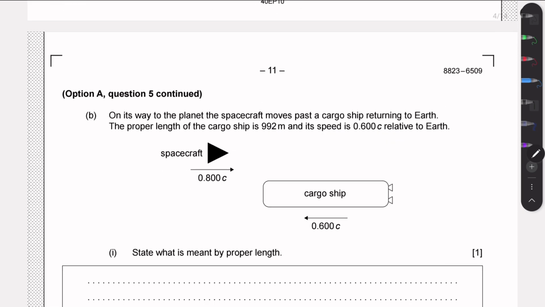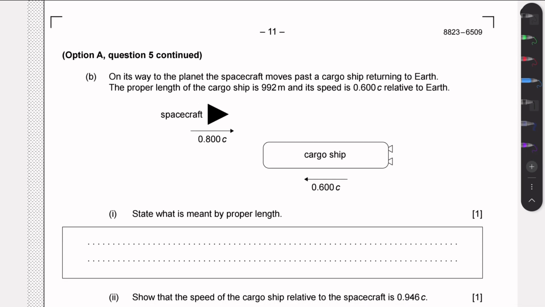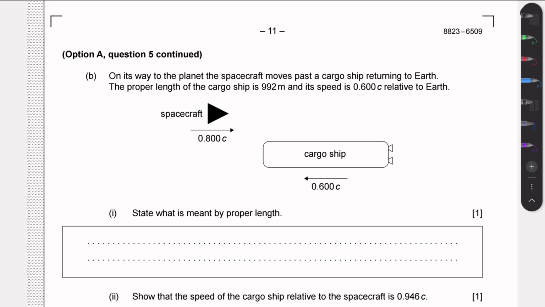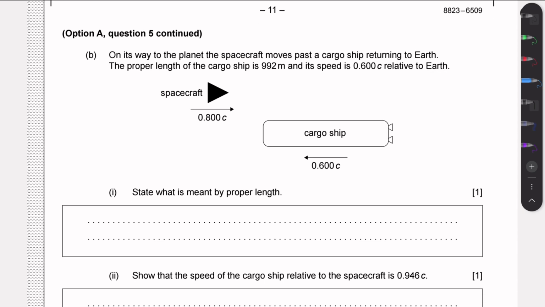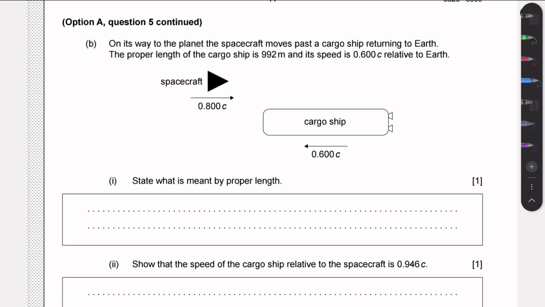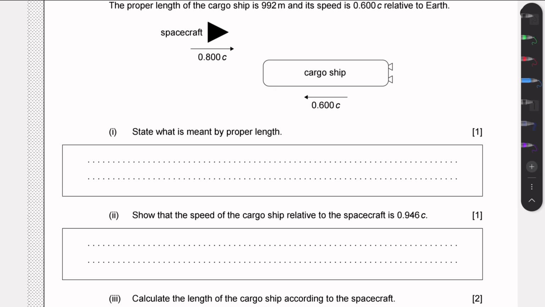Alright. And then we're told that on its way to the planet, the spacecraft moves past the cargo ship returning to Earth. The proper length of the cargo ship is 992 meters, and the speed is 0.6c relative to the Earth. We need to state what is meant by proper length. So proper length is simply the length of the object in its rest frame.